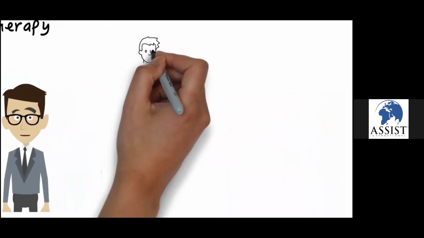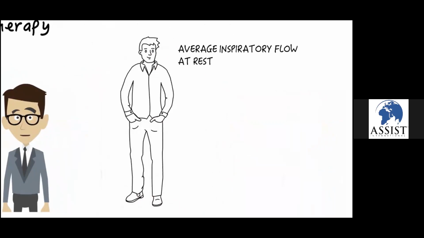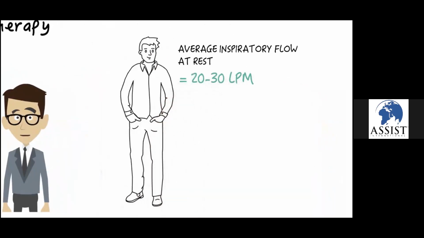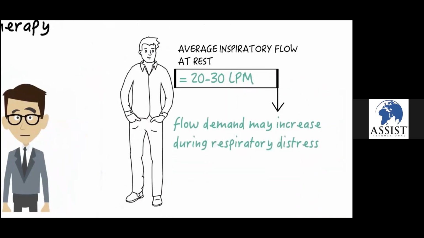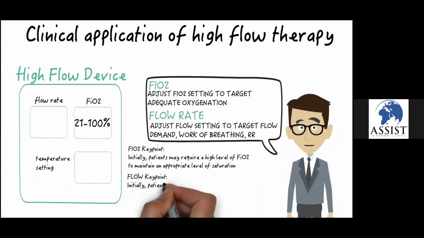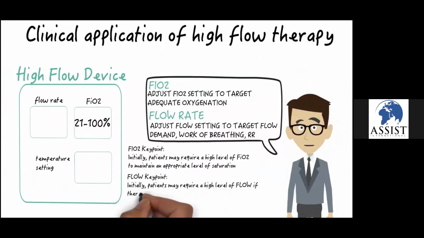We learned in the previous video that at rest, when the patient isn't in respiratory distress, the typical inspiratory flow of an adult is around 20 to 30 liters per minute. But for patients in distress, their flow demand will likely be higher. So clinicians often titrate the flow according to the patient's respiratory rate. In other words, the faster the patient is breathing, the more flow they'll probably need.